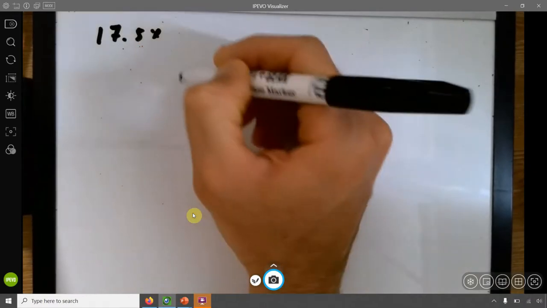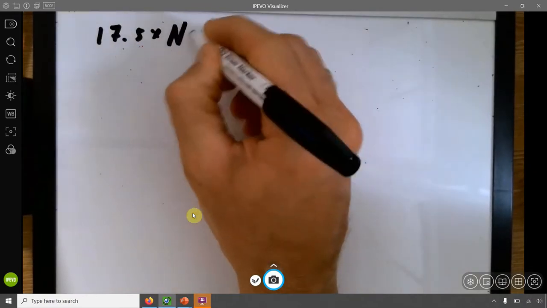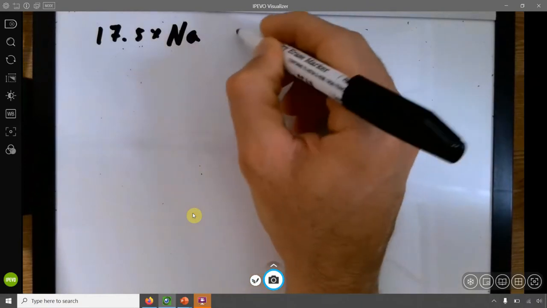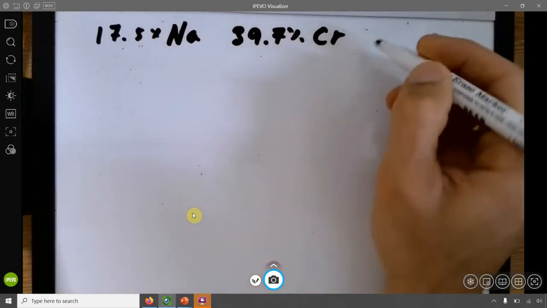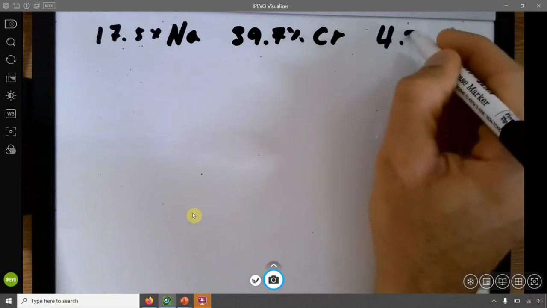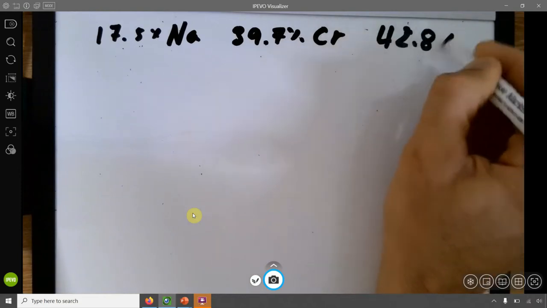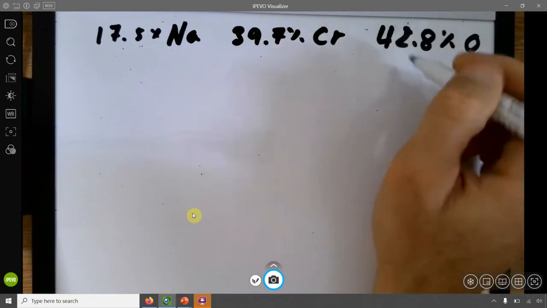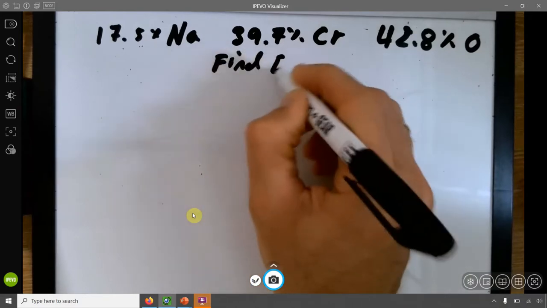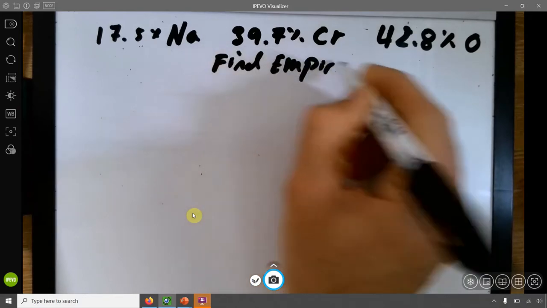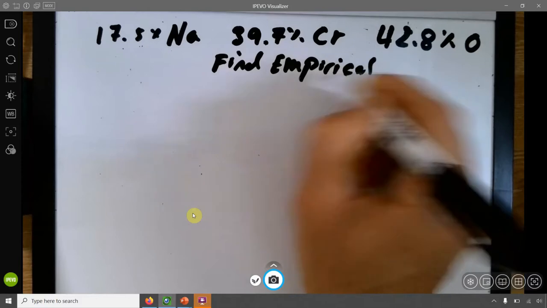So again, I'll write that here for us. 17.5%, these are by mass, Na. I have 39.7% chromium and 42.8% oxygen. And the question is to find the empirical formula, so what the ratio of these three is to one another.